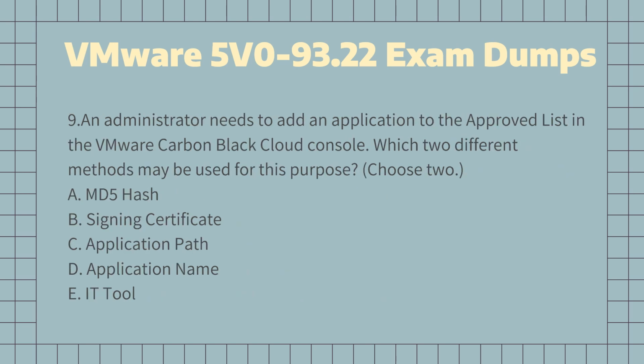9. An administrator needs to add an application to the approved list in the VMware Carbon Black Cloud console. Which two different methods may be used for this purpose? Choose two. A. MD5 hash. B. Signing certificate. C. Application path. D. Application name. E. IT tool.